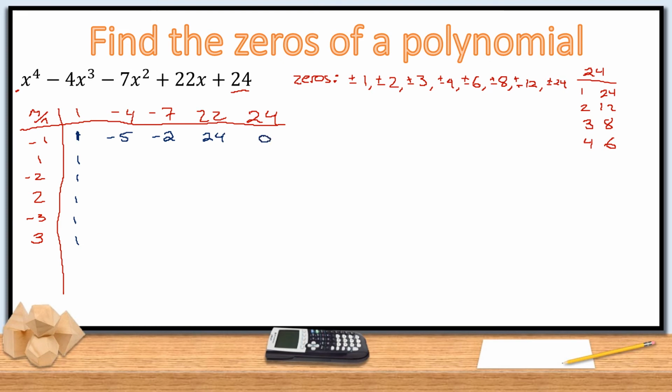So hey, look at that. We've got another one on the first try. Doesn't typically happen that way, but love it when it does. Okay, so we've got a zero at minus 1. Perfect.